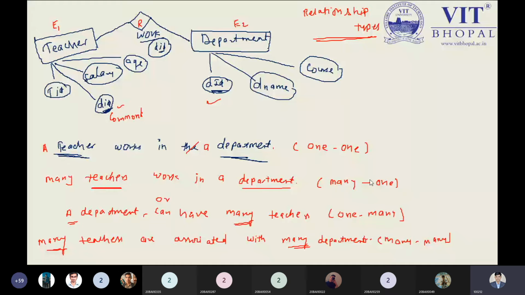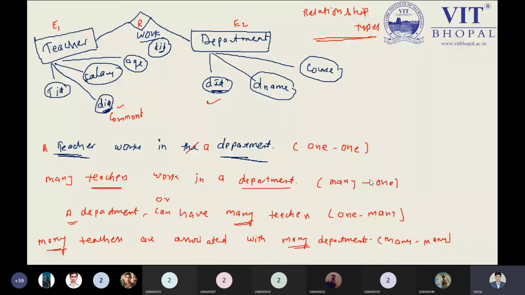So there is one entity, the teacher, and another entity becomes a department. For the department, we have a department ID, department name, and course. And I've given the teacher ID, department ID, joined, and salary. A common attribute should be there so we can make the relationship. Without the common attributes, how can we make the relationship? That is a common thing we can understand. So the relationship will be defined by the common attribute, that is the department ID.